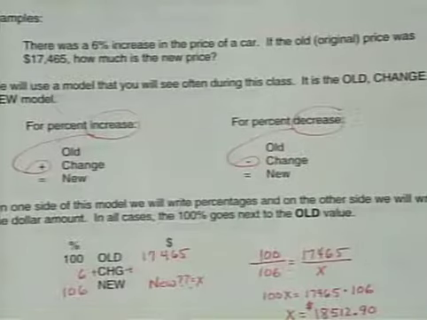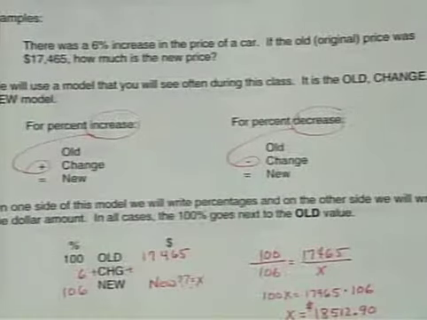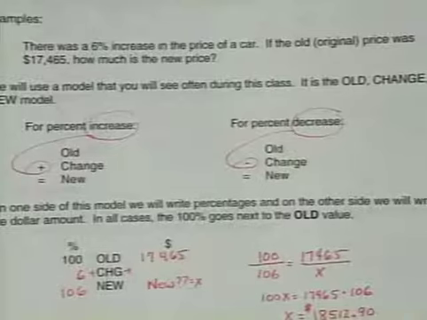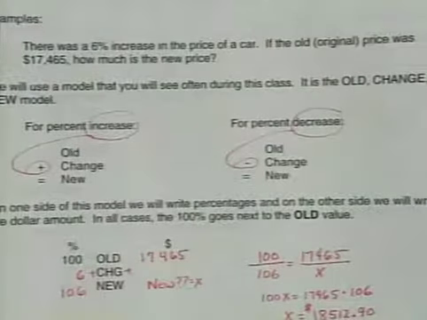I also was given in my example here the fact that the original price, the price that we're going to call old, was $17,465. So in the right-hand column where I'm putting dollars, I want to put $17,465. Is everyone with us, or does someone have a question? What do I want to solve for? What am I asked for? The new price. Good. I'm going to switch papers here for a minute because I'm going to do this one together with you.